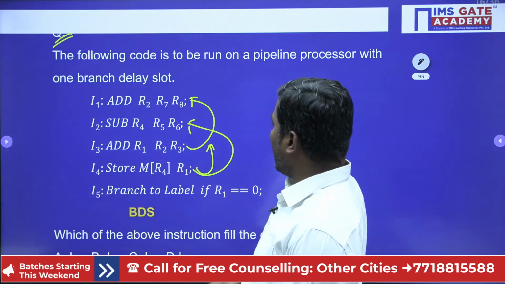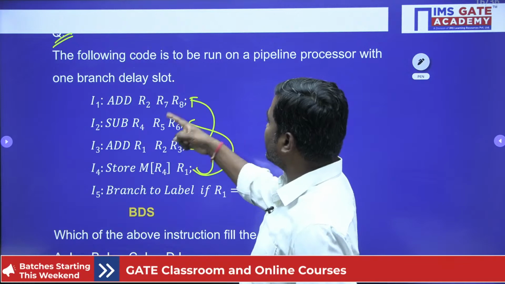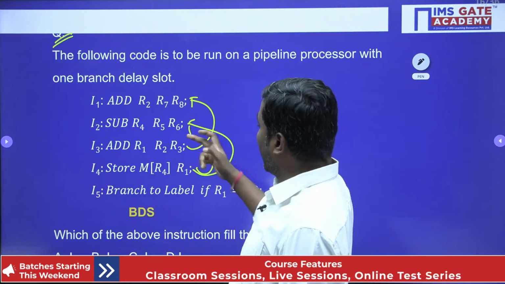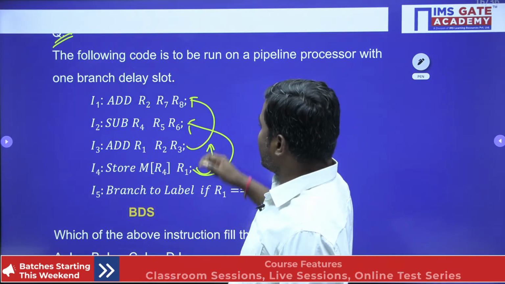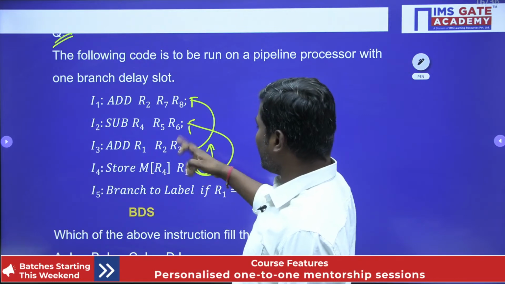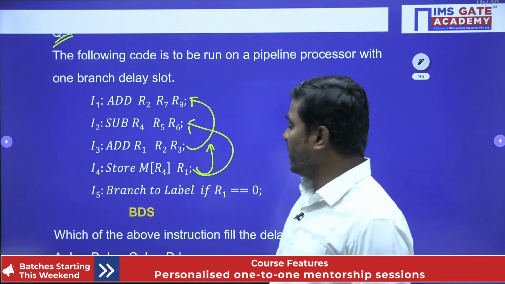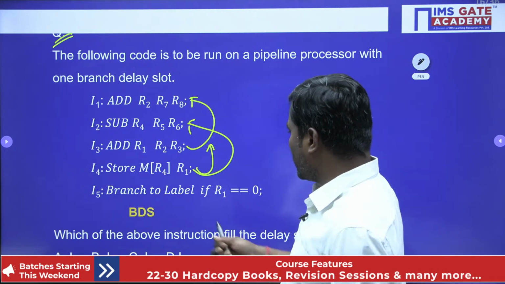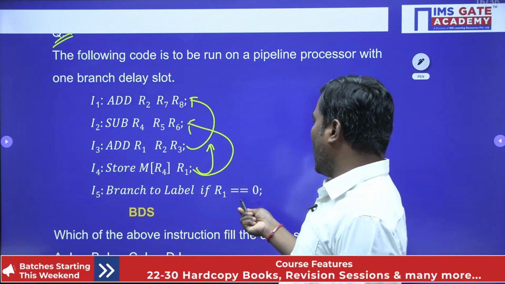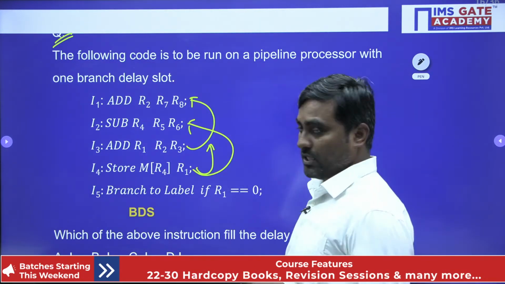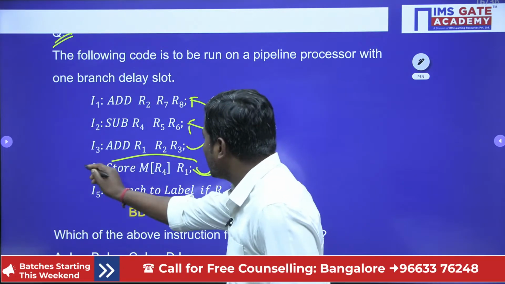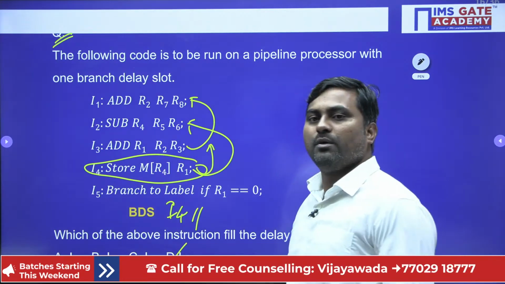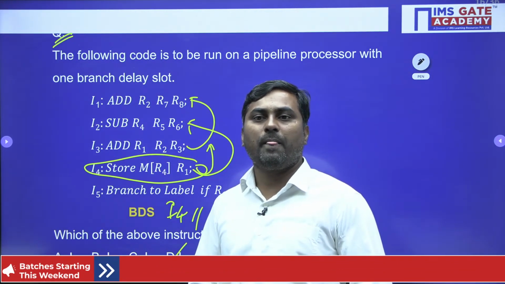What does it mean? I4 depends on I3, and I4 depends on I2. Meaning I2 cannot run after I4. Even I3 also cannot run after I4. So I1 also cannot run after I3. So which instruction can be moved here? Can you think? Independent instruction means no dependency; the dependency you have to remove. I5 is a branch instruction: if R1 = 0, then go to a label, the target instruction. Now this has to run only after these three, right? So I can move I4 here. Simple. Option D is the right answer for this question.